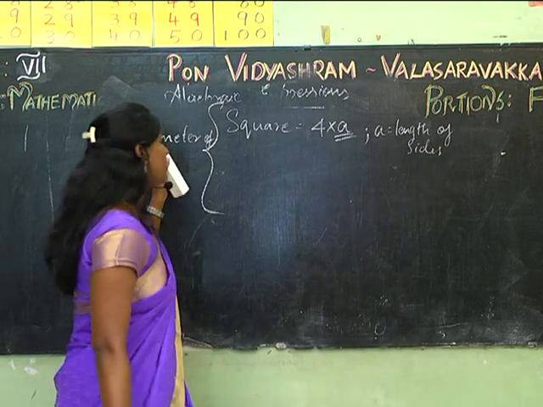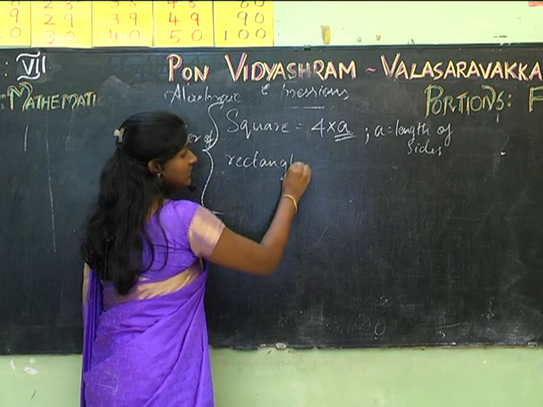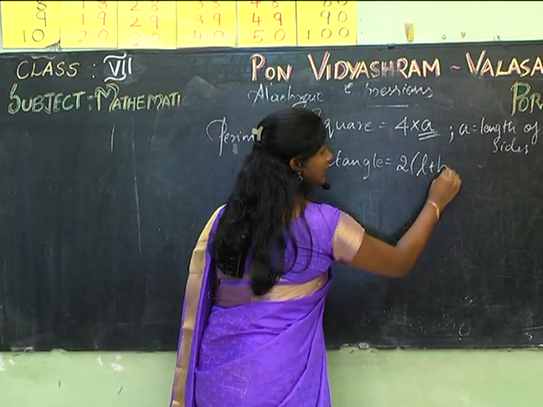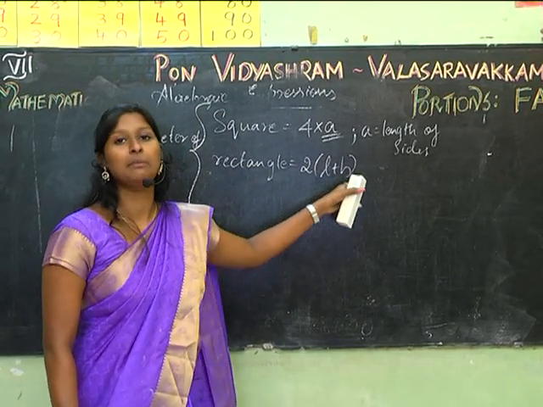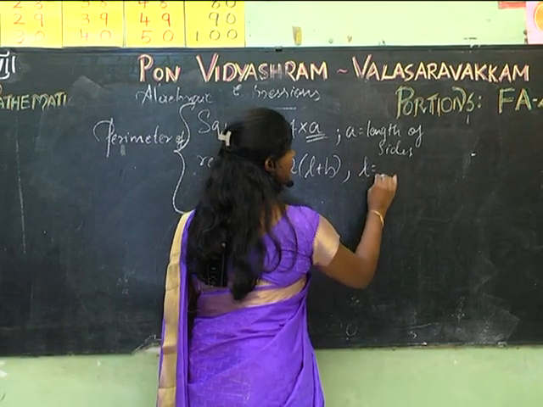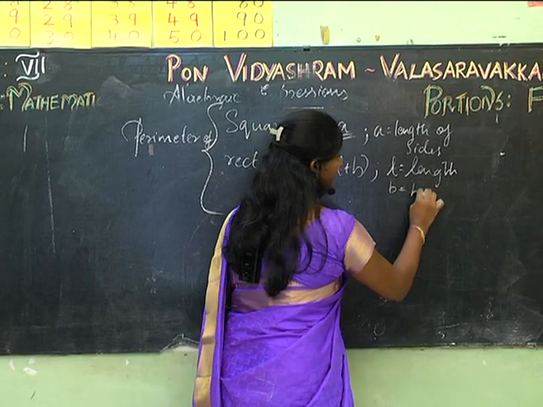In a similar way, the perimeter of the rectangle is equal to 2 into (L plus B), where L refers to the length of the rectangle and B refers to the breadth of the rectangle. So L is equal to length and B is equal to breadth.